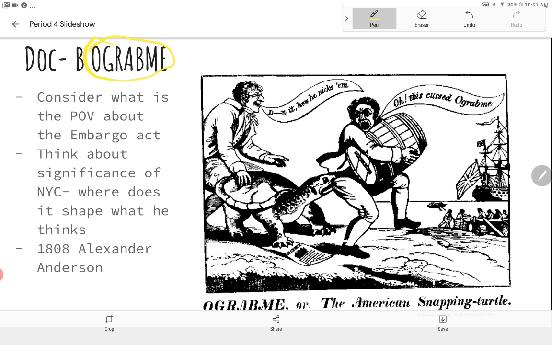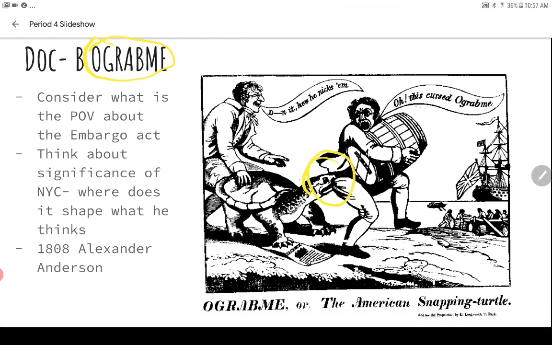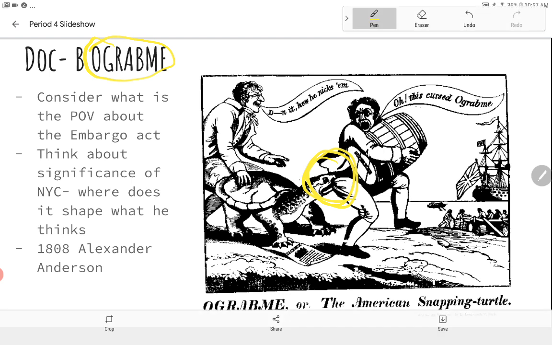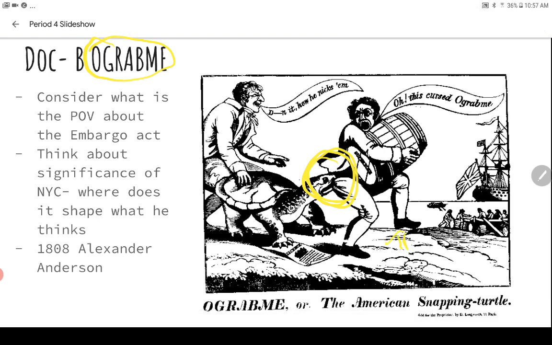So we have impressment of seamen, and then the oh, grab me. What is this talking about? What is an oh, grab me? Okay, let's take a look at this horrible cartoon. It shows up on every single test. You have a turtle literally biting this guy on the butt, like something is coming back to bite you. This is an American trader. And it says, oh, grab me, or the American snapping turtle.